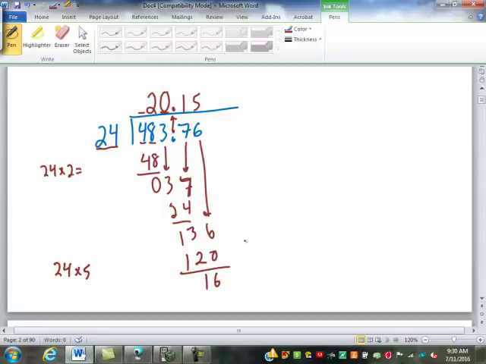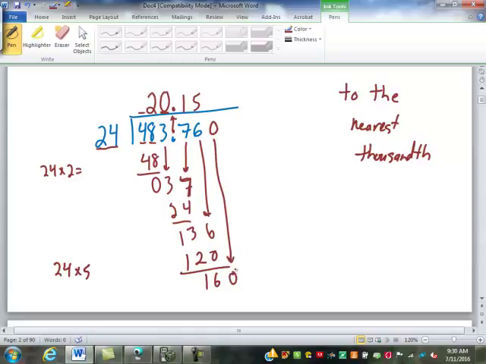Now, am I done? Well, the answer is we don't really know yet, do we? Let's say I want this to the nearest thousandth. Am I done? Right now I'm to the nearest what? Hundredth. I'm actually not even to the nearest hundredth. I'm at the 100th place, but I'm not to the nearest one yet. So I need to add a 0 there and bring it down. After the decimal point, we can add as many zeros as we want to.